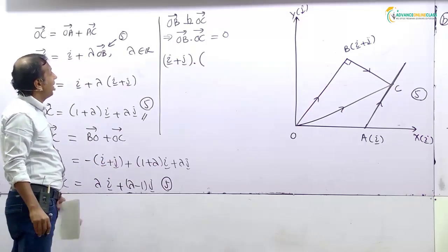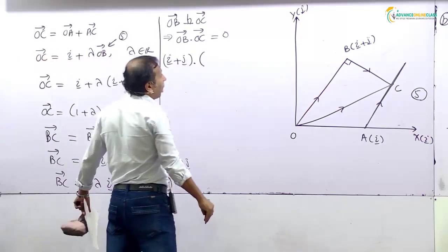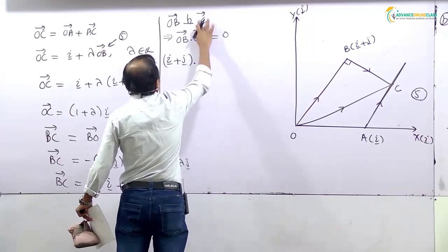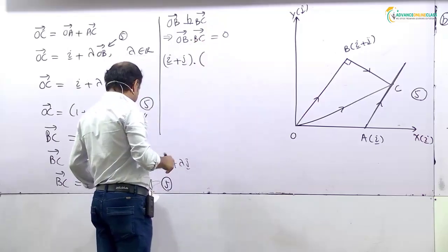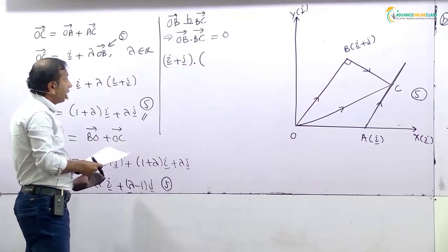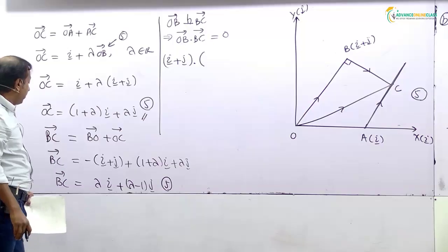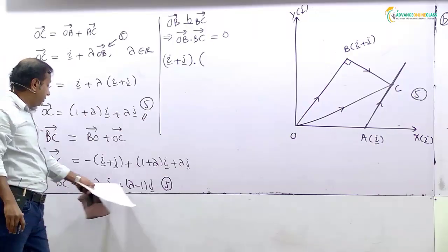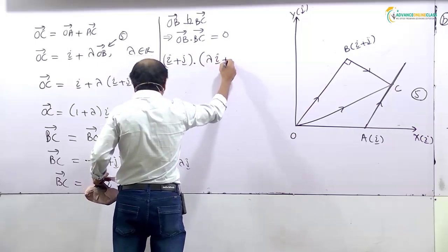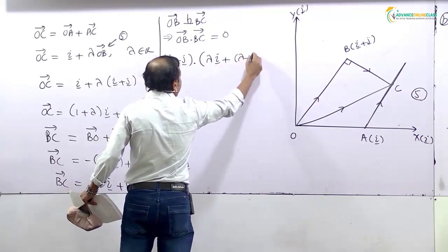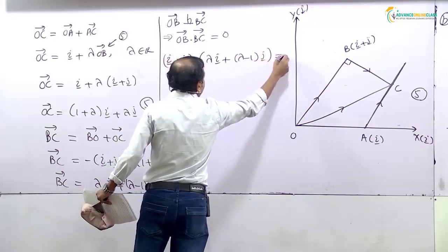Sorry, I made a mistake there. OB vector, BC vector, no, perpendicular. ABC vector. Then the dot product is 0. OB vector is I plus J, BC vector is this, lambda I plus lambda minus 1 J, equals 0. Right.